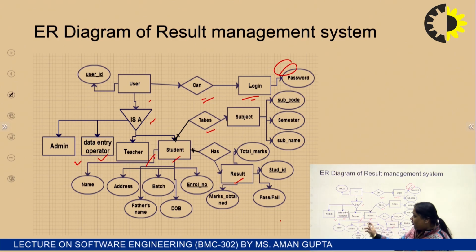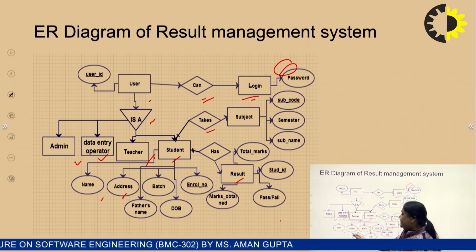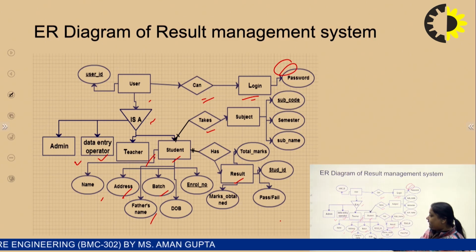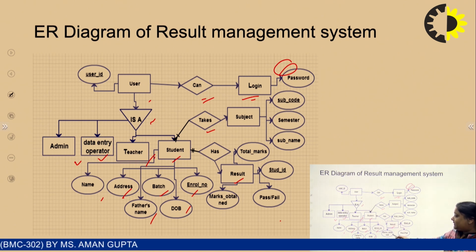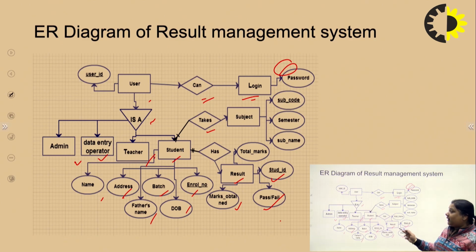The student has a name. These are the attributes of the student entity: enrollment number, date of birth, and what he can see, marks obtained and status of the result, pass or fail, with the help of that student ID attribute. And the result shows the total marks of the student. So this is the overall ER diagram of the result management system.